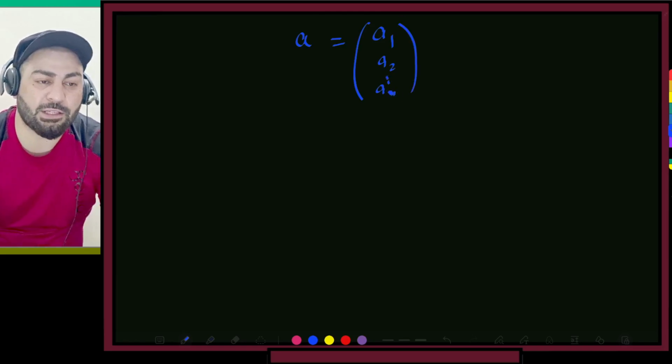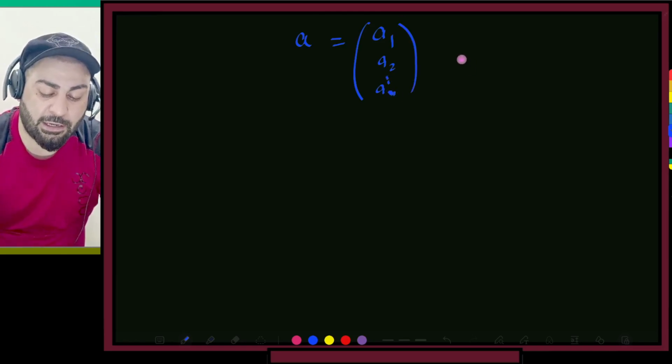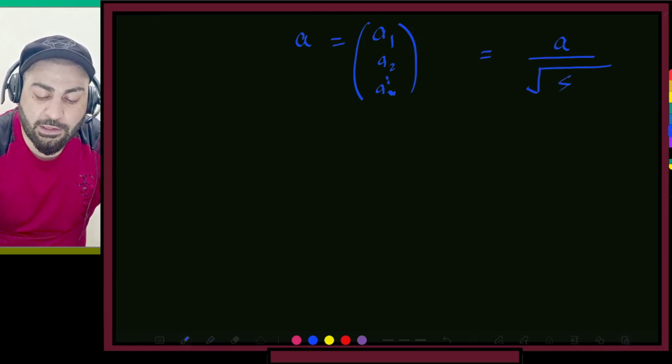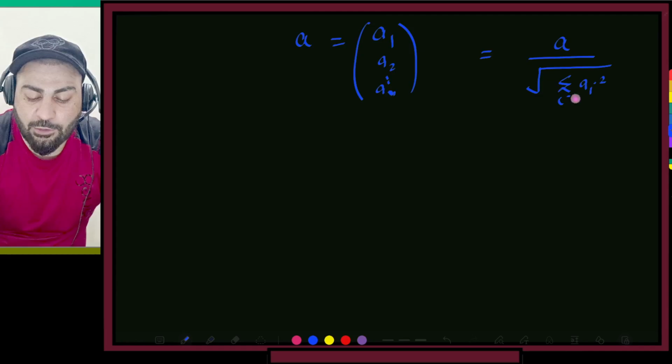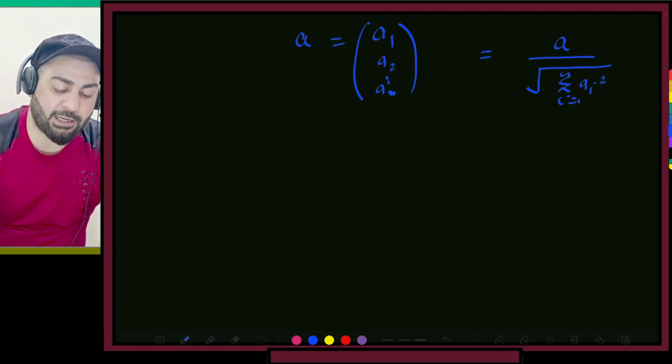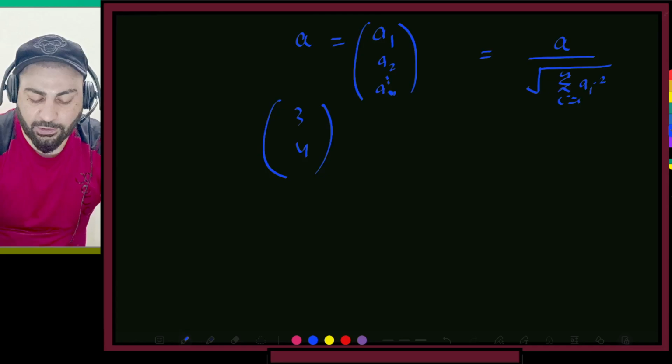how do we compute its unit vector? Take the whole vector a and divide each element by the square root of the sum, with i going from 1 to n, of a_i squared. So this is my unit vector now. I just took an example of (3, 4), so a is (3, 4).